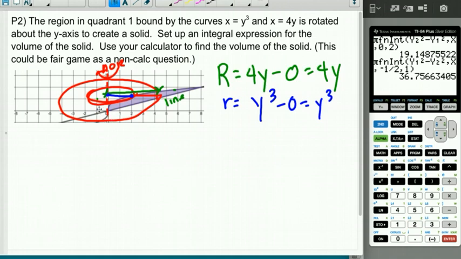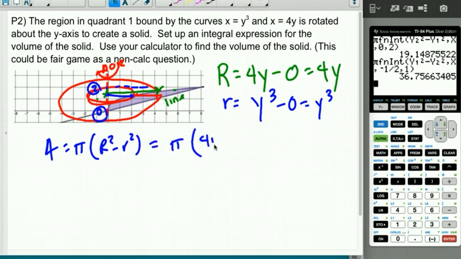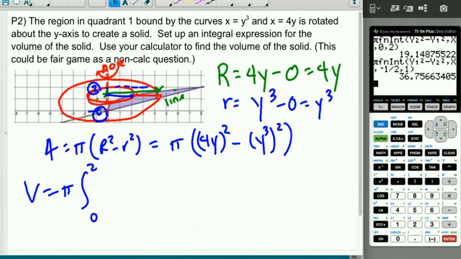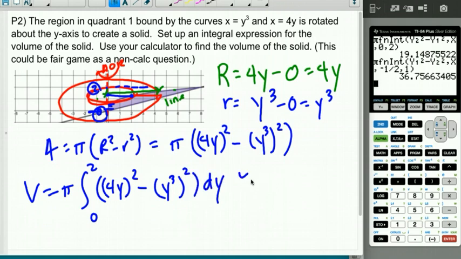It seems like I'm integrating from y is 0 to y is 2. That's the top value. So my area is pi big R squared minus little r squared, which is going to be pi (4y) squared minus (y cubed) squared. And this is one that, because they're monomials, you could clean up pretty easily and do by hand. But since we have a calculator, why not? So the volume is going to be pi times the integral from 0 to 2, because that would be the first of these washers and the last one is at 2, of (4y) squared minus (y cubed) squared. And you don't have to clean that up on an AP. Now, if you're doing it by hand, you would have to clean that up, but here you don't have to.